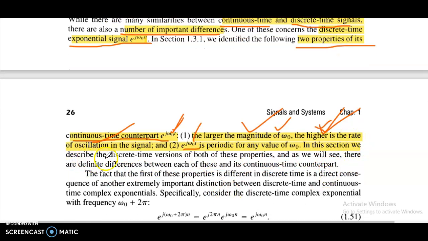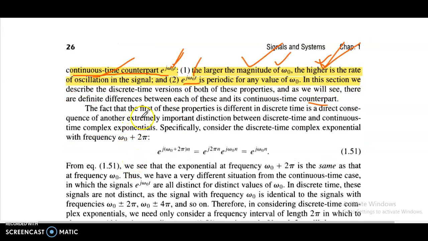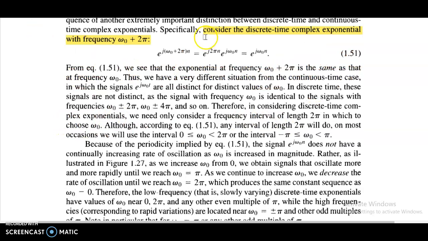In this section we discuss the discrete time versions of both these properties, and as we will see there are definite differences between each of these and its continuous time counterpart. The fact that the first of these properties is different in discrete time is a direct consequence of another extremely important distinction between discrete time and continuous time complex exponentials.